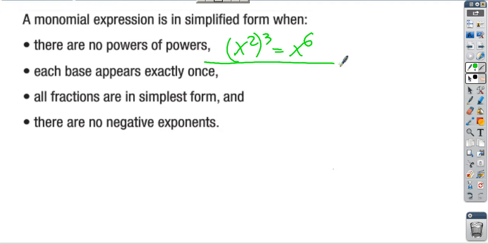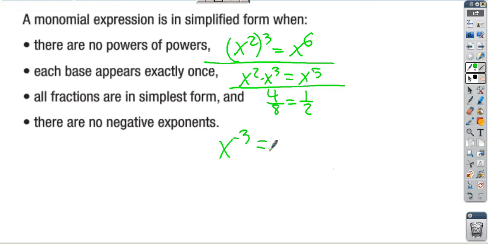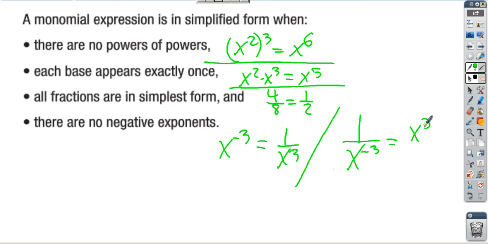Each base appears only once, so this is not simplified because I have the base x appearing twice, but now it's simplified because it's only appearing once. All fractions are in simplest form, so 4 over 8 is not in simplest form, but 1/2 is. And then there are no negative exponents, so x to the negative 3 is not simplified, but now this is simplified, 1 over x to the positive 3. By the way, if you had a fraction where it was something on the bottom that was negative, you would again flip it. If you flip it and it's on the bottom, now it goes to the top and becomes positive.